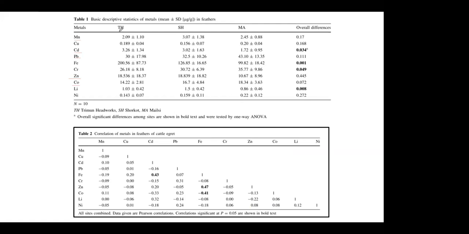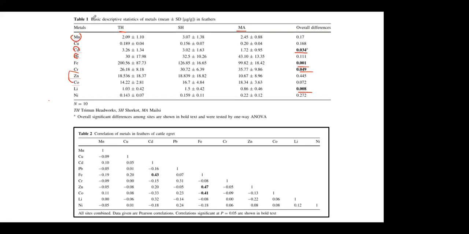for the three sites, Trimu Headworks, SH, and MNA, Melseed, we chose 3 sites, and the results suggest that among the 3 sites, these metals, cadmium and iron, chromium, and lithium were significantly different among the sites. And as compared to the other sites, the concentration of the manganese, lead, cadmium, zinc, and cobalt was higher in all the sites, suggesting high contamination of these metals in these sites.